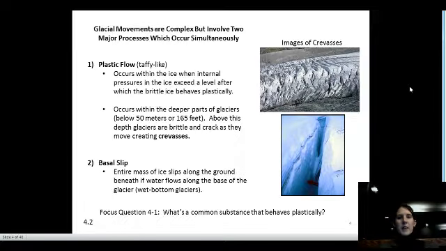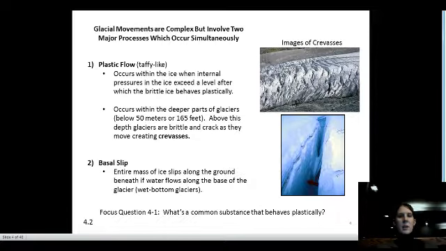Most people tend to assume that glaciers just move by sliding down the Earth's surface. They actually move in a very complex manner that is typically broken down into two major processes. The first is called plastic flow. This is where the ice flows internally, where the pressure of the ice exceeds a certain level, and instead of breaking apart, the ice acts like silly putty or taffy, rolling over itself as it moves. This typically occurs in the deeper regions of the glacier, below 50 meters from the surface.